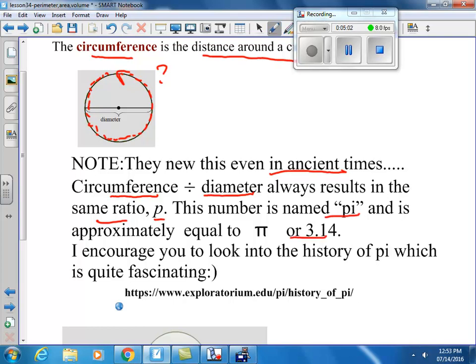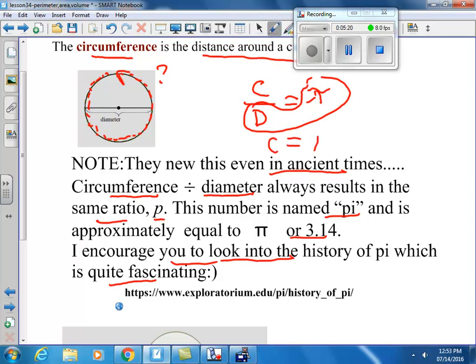which is about 3.14. So I really encourage you to look into the history of pi, which is quite fascinating. But what I'm getting at is if they knew that circumference divided by diameter is always this same ratio pi, then you can manipulate the formula. See, you can cross multiply, say, and then say that C is equal to pi times diameter. So you can calculate the circumference then by simply taking pi, 3.14, times whatever the diameter of your circle is.